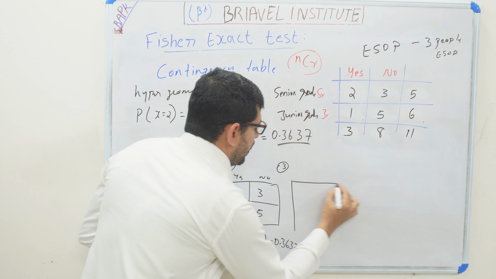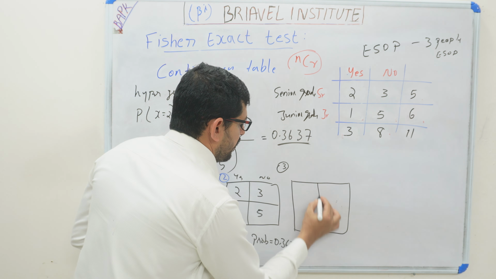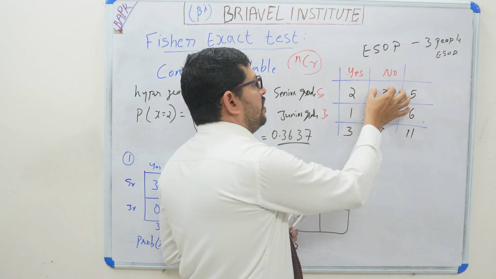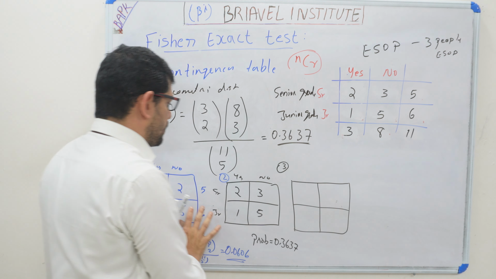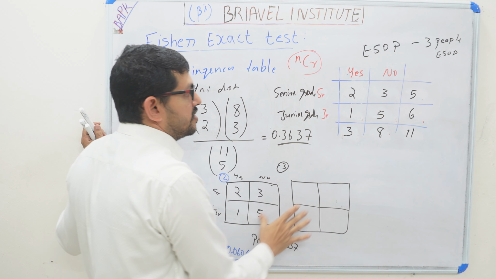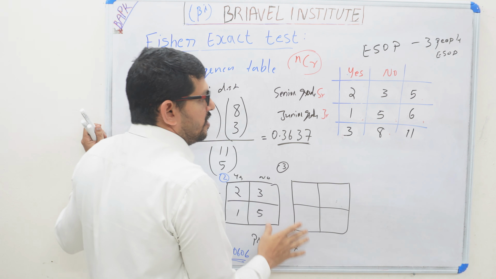If the cell values are higher, we can't check all the combinations manually. It is very difficult. So one of the cell values should be less than 5. Then we can make all the different combinations.